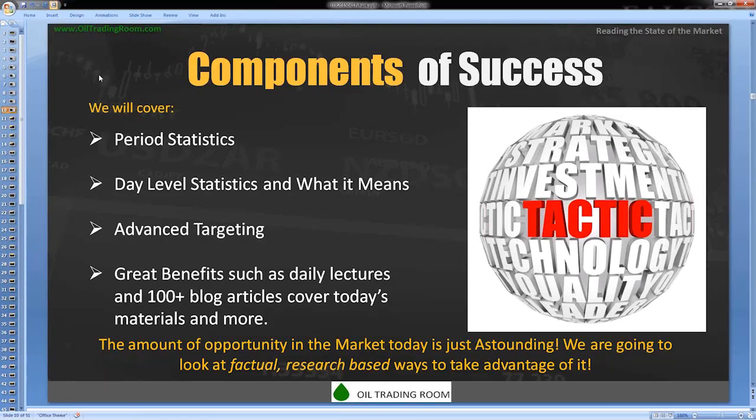So why do I do the room? The opportunity in the market's just crazy. It's just astounding. And when you have all these different techniques for trading, people in the room can trigger into trades and all have their own liquidity that they're dealing with. We're going to look at factual, research-based ways of taking advantage of the market.